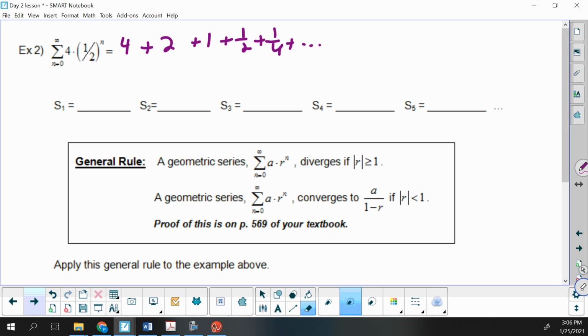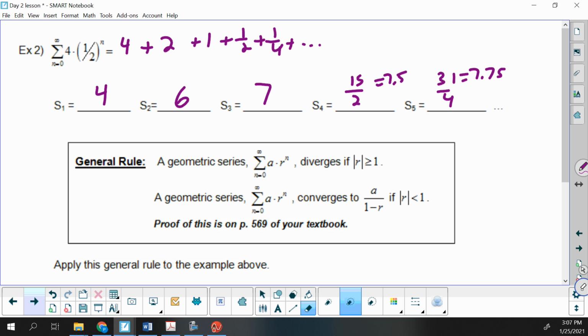If we look at our partial sums, the first one's just 4. Adding the first 2 together gives us 6. First 3 gives us 7. Next one is 7.5 or 15 halves. Next one is 7.75, or in other words, 31 fourths. So those appear to be slowing down their growth. They keep getting closer and closer to something.